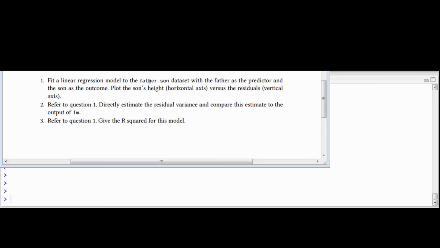So let's go to question 3 of chapter 6, which is the residual chapter of the regression models book. This refers to question 1, so I put question 1 and 2 above it. If you haven't, go ahead and watch those solutions first. This simply asks us to give the r squared for the model, and of course we also want to interpret the r squared and try to understand what it's giving.